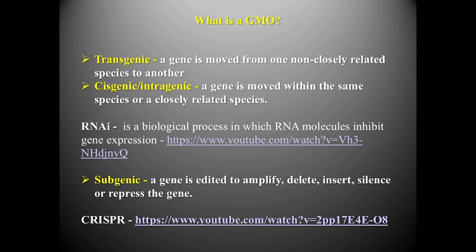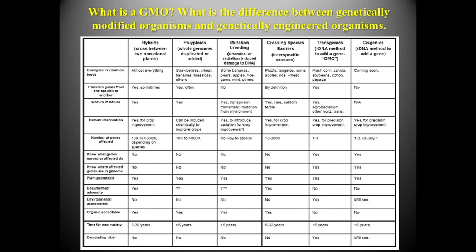RNAi is a biological process where an RNAi molecule inhibits gene expression; you can also study that. Subgenic means a gene is edited, amplified, deleted, inserted, silenced, or progressed within a species. Some deletion or addition takes place, and that is called subgenic. So three things happen: transgenic, cisgenic, and subgenic. We do not go inside all these things, but just remember them. We already studied in the last slides examples of GMO in common food production, energy production, and environmental and pharmaceutical applications. We do not go into details.